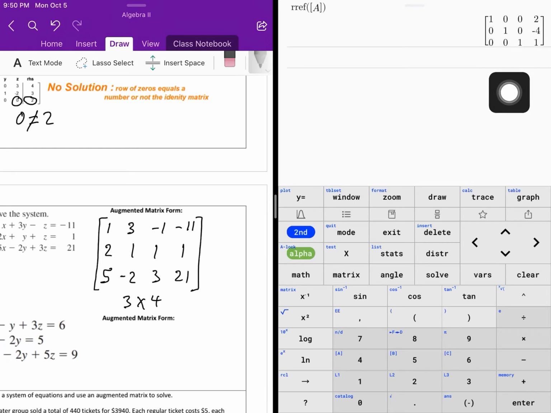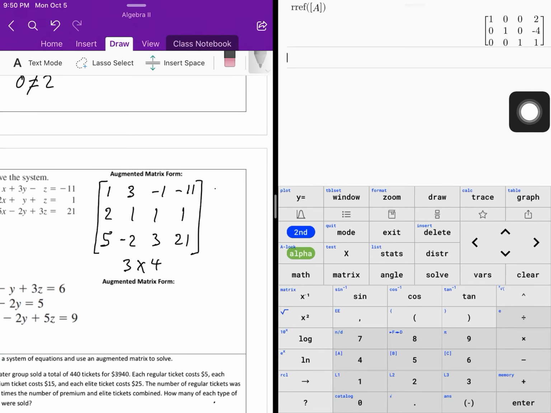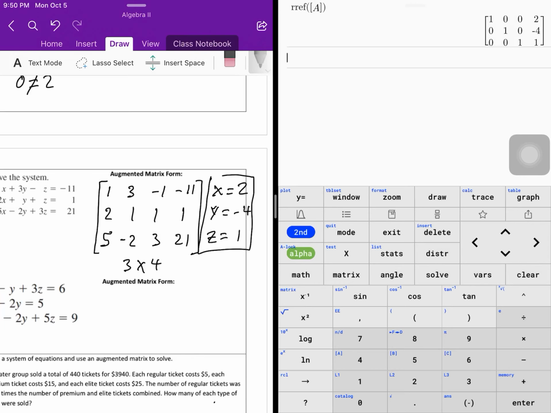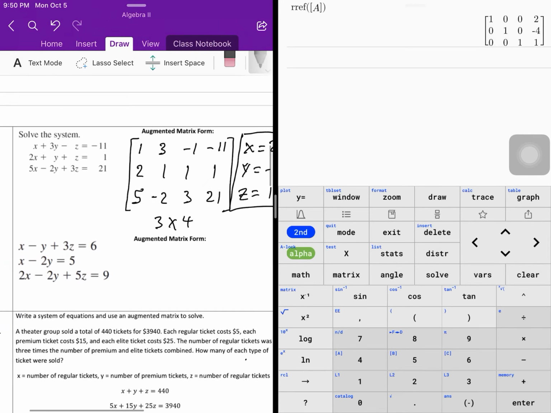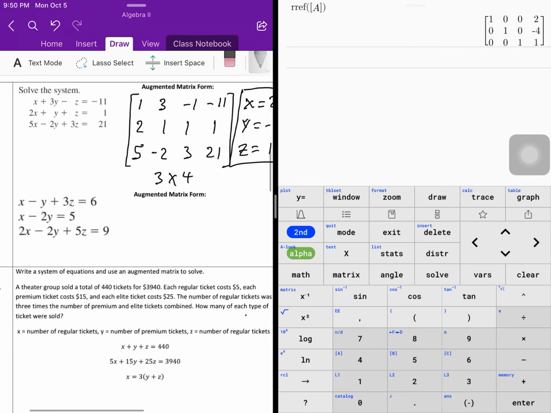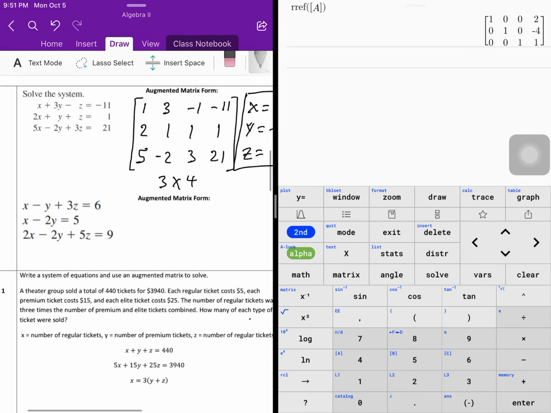Now we notice it has the diagonal pattern of ones going diagonally, and the rest are zeros, so this is going to be a 1 solution. The top answer is X, so X equals 2. And then we got y equals -4 and z equals 1. There we go. We solved for x, y, and z. Now I'm on to the next problem.